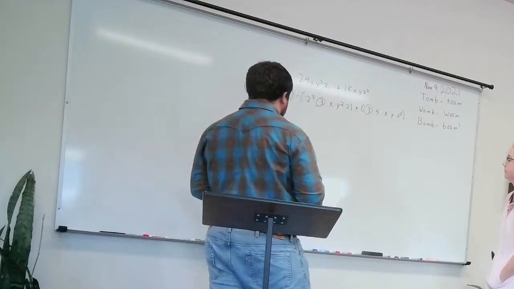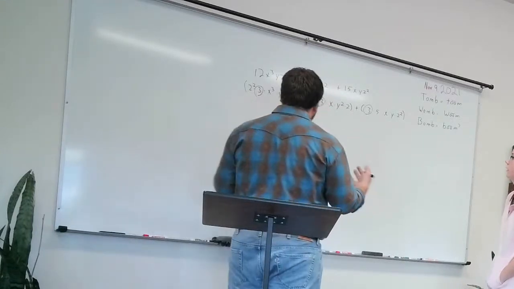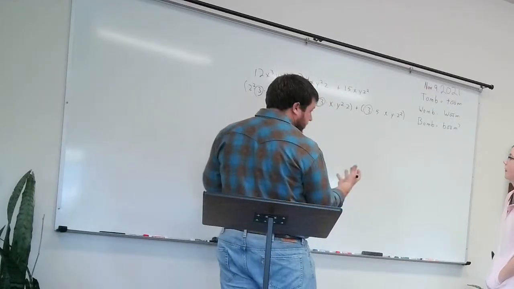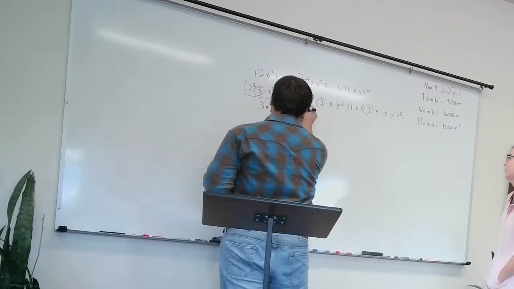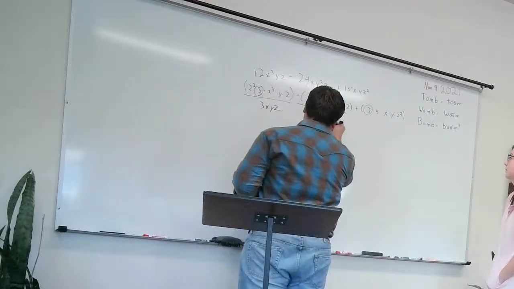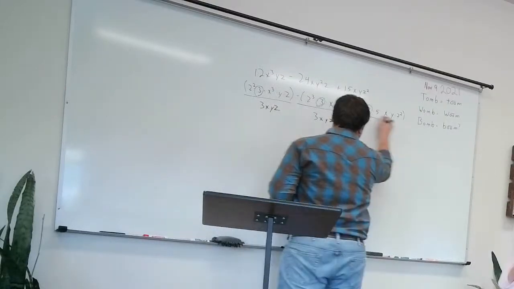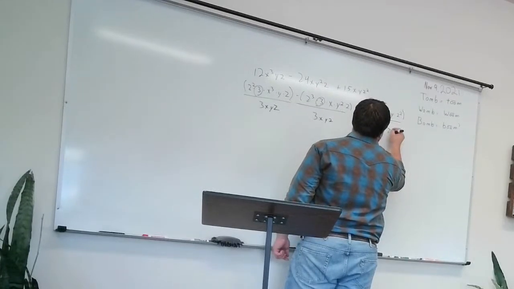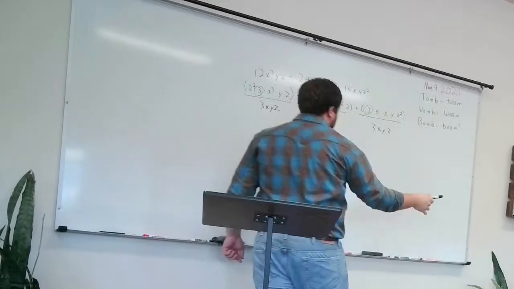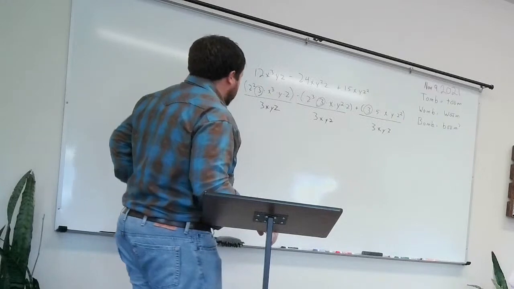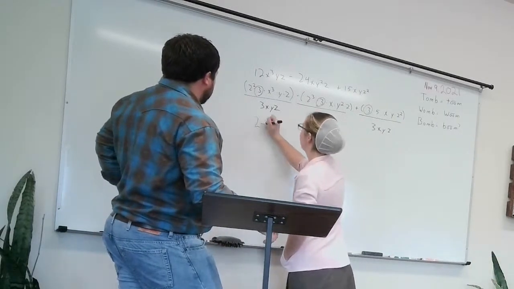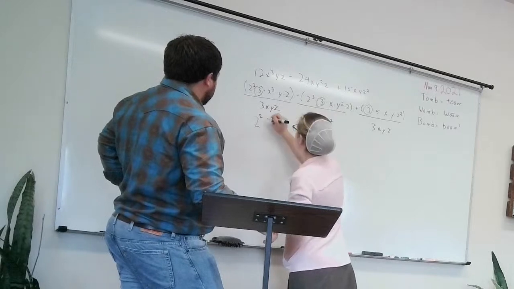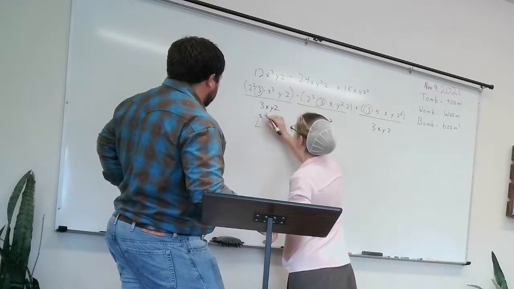What is our factor? What do they all have in common? X, Y, and Z. So we're going to divide them all by 3, X, Y, Z. Okay, now, right here, below, and then divide them all by 3x, y, z. Let me write that in simplest form first.